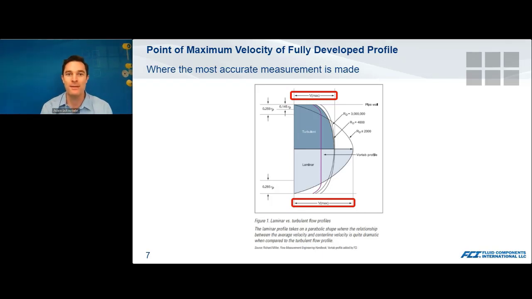And you want to make your measurement right at that point of maximum velocity, which is right at the top of that parabola, right in the center of the pipe, whether it's laminar flow or turbulent flow, you want your sensing element to be right in the center there to get your accurate measurement.